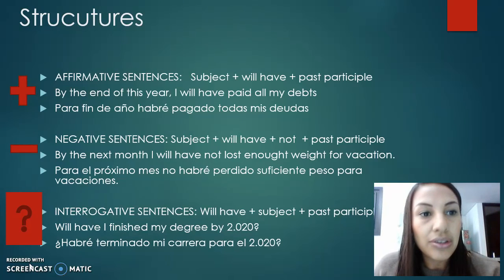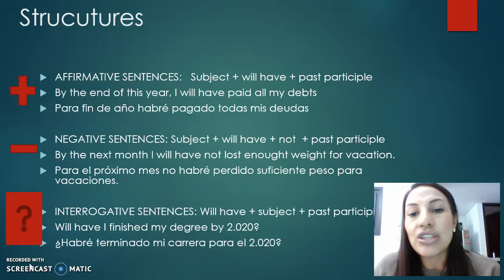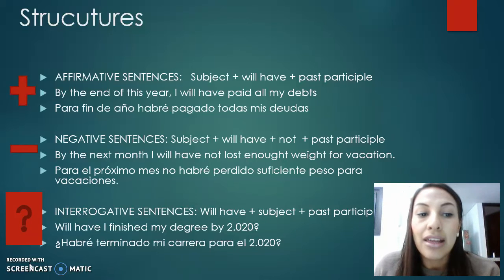This is the structure. For affirmative sentences, we use subject plus will have plus past participle. For example, by the end of this year, I will have paid all my debts. For negative sentences, we use subject plus will have plus not plus participle. By the next month, I will not have lost enough weight for vacation.